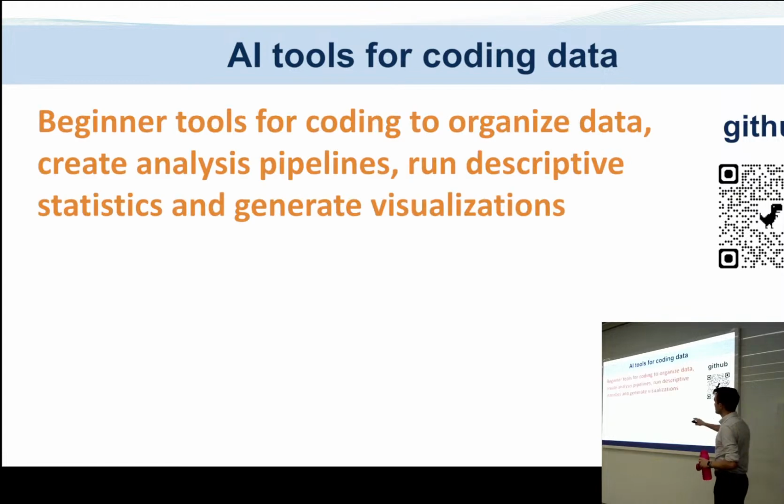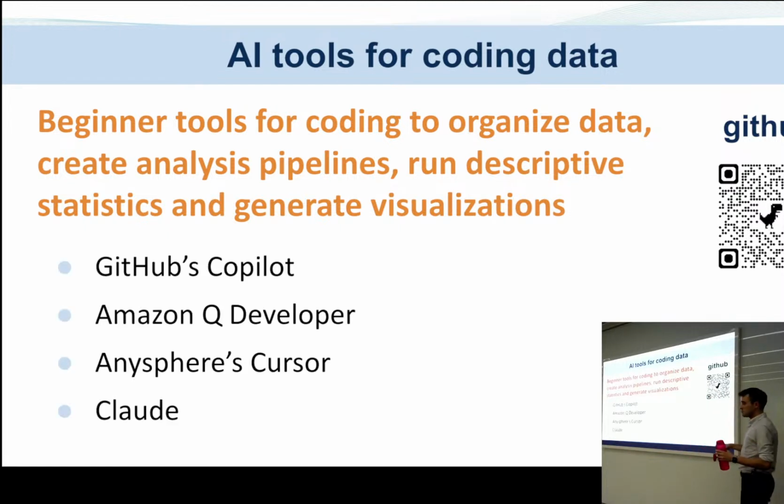Yeah, so beginner tools for coding to organize data, create analysis pipelines, run descriptive statistics, and generate visualizations. All of these are usable. GitHub's Copilot, Amazon Q Developer, Anysphere's Cursor, and Claude as well.